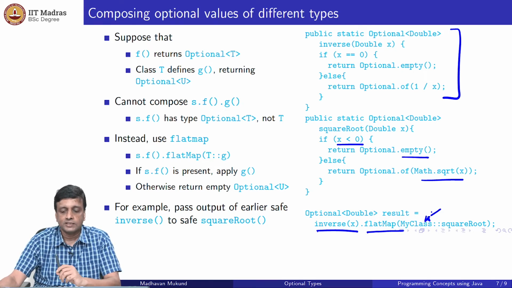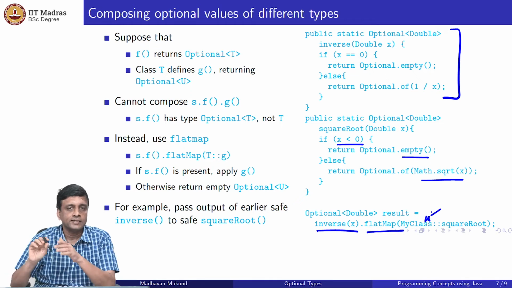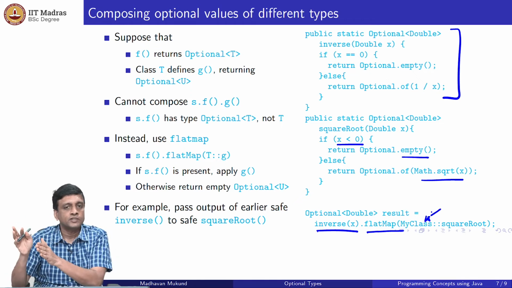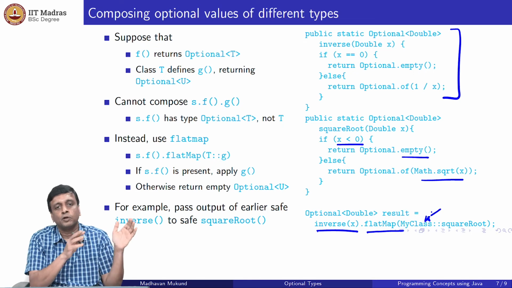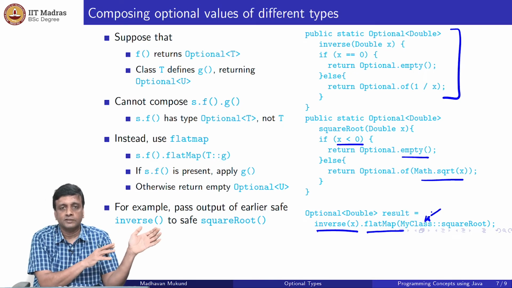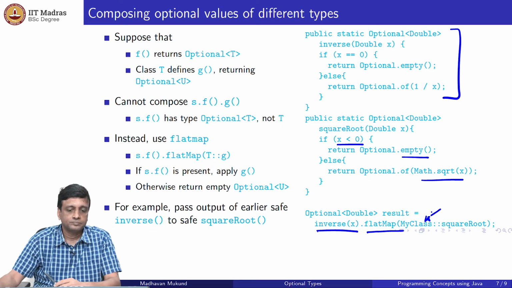So let's just try to understand this. What flatMap is saying is that I compose two functions where the first function may produce an optional output which is compatible with the input of the second function. Then I use flatMap.